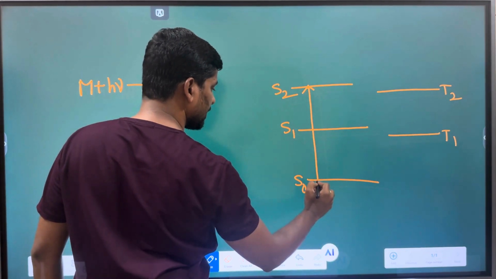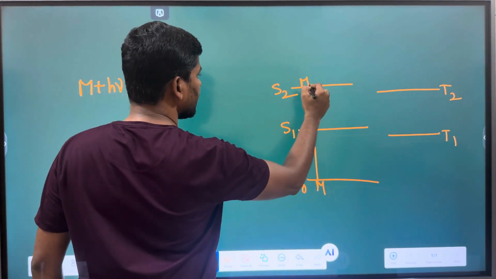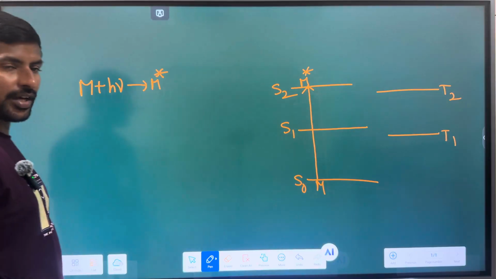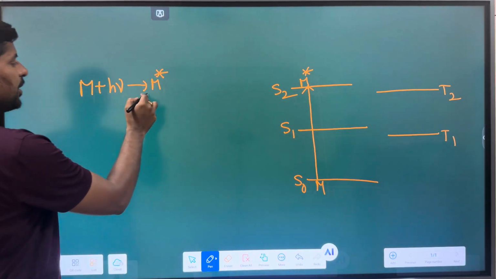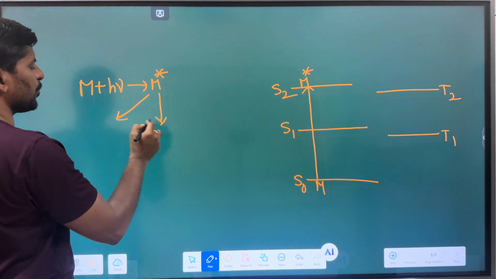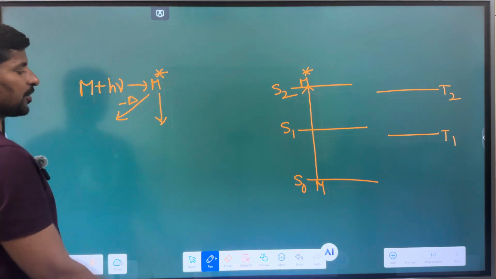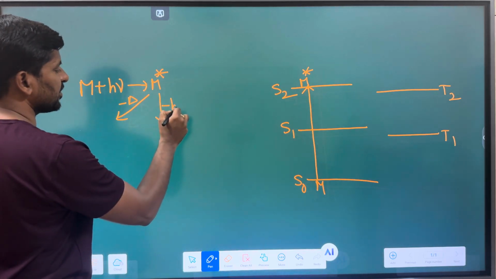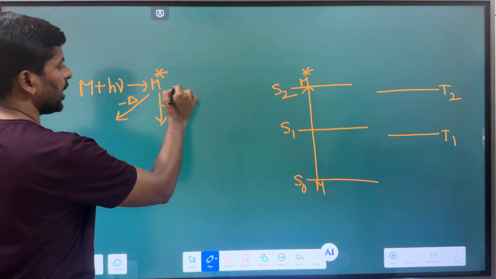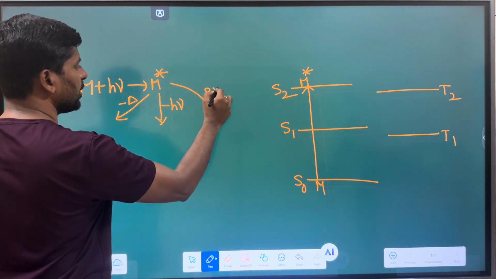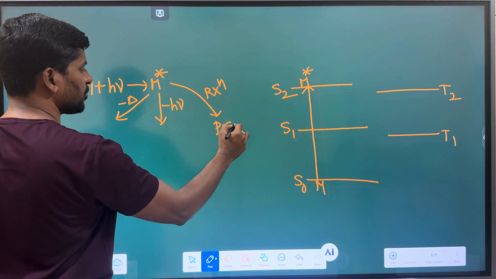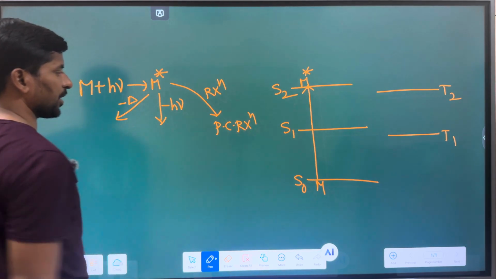Here initially we are taking M, a ground state molecule. This excited molecule we are indicating as M star. This is unstable, and it may come to ground state by releasing its excess energy in the form of heat, or by releasing its excess energy in the form of light, or it may participate in a reaction that is called a photochemical reaction.